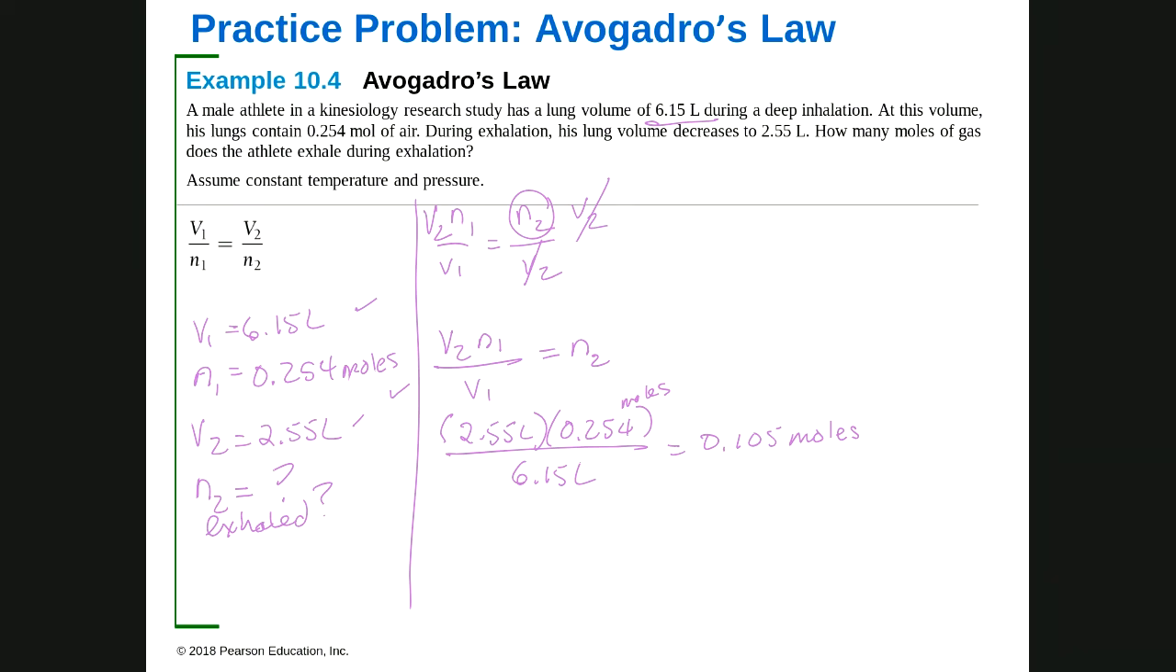Now, some of you would stop there and you get half credit for this, because I asked you, and I tried to say this up front, how many moles are exhaled during exhalation. So you got 0.105 moles left, and you had 0.254 initially. So what he exhaled was the difference between those. So 0.254 minus 0.105 is going to be 0.149 moles. Okay?